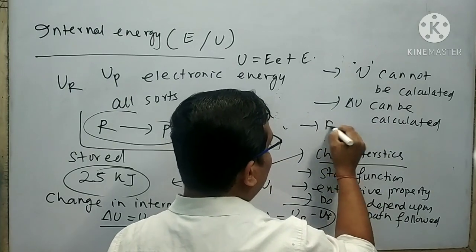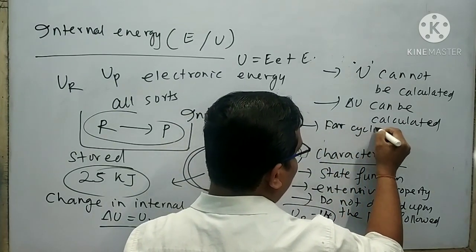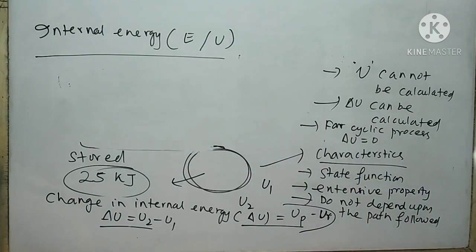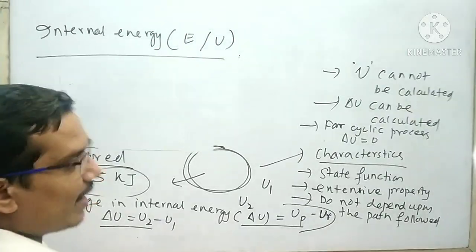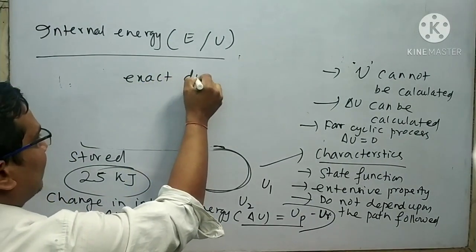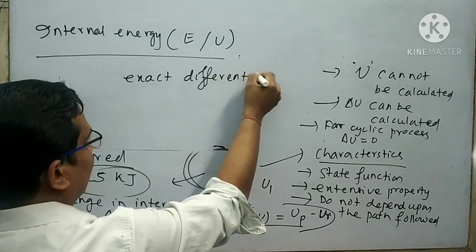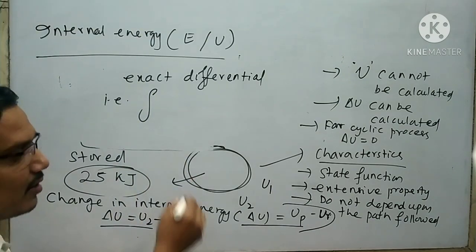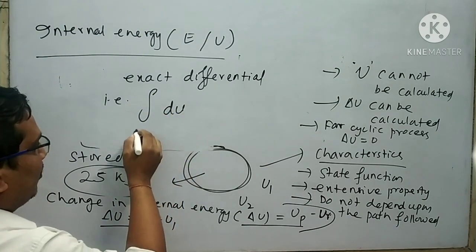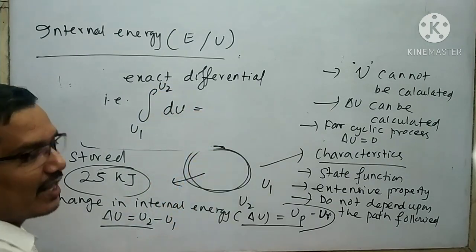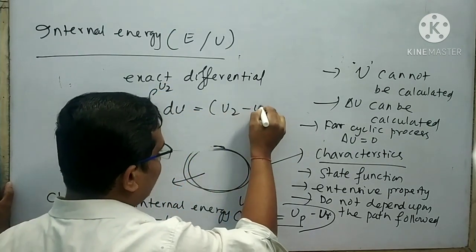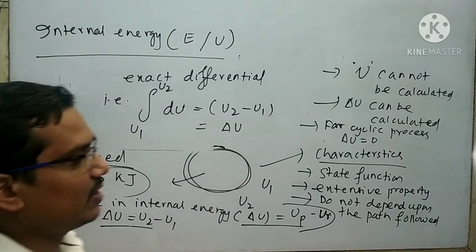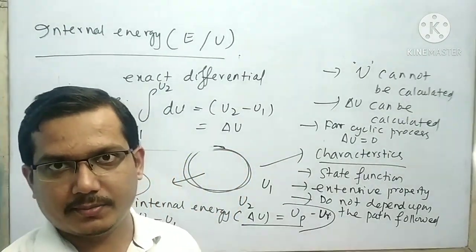Next point, for a cyclic process, del U equals 0. Internal energy has an exact differential. That means I can take the integration of dU from U1 to U2. We can write U2 minus U1 equals del U. These are some characteristics of internal energy.